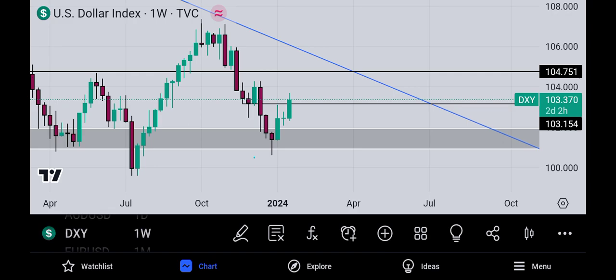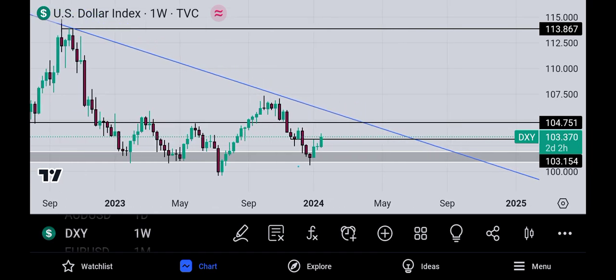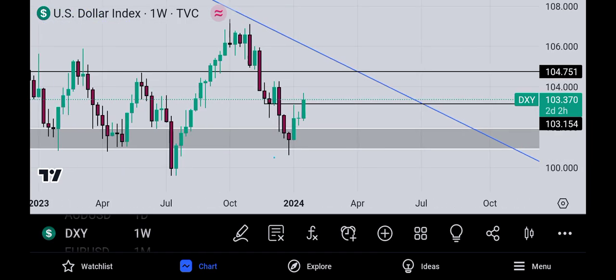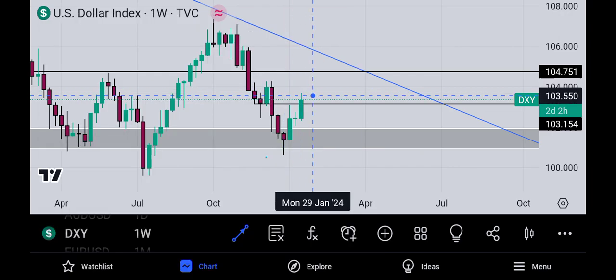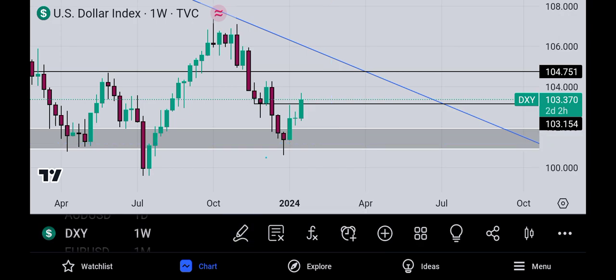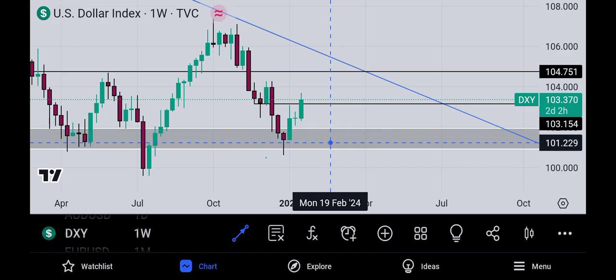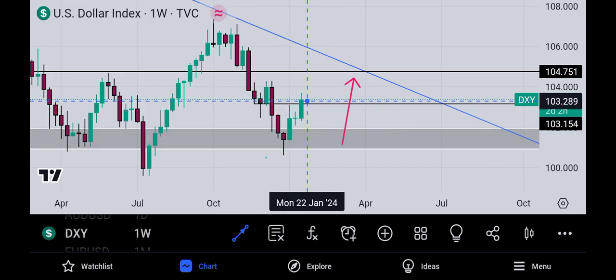But this uptrend doesn't look strong for me. Something in me is telling me that this market might come back and form that double bottom I'm talking about. It might come back and form the double bottom before it continues to move to the upside. This is what my mind is seriously telling me.